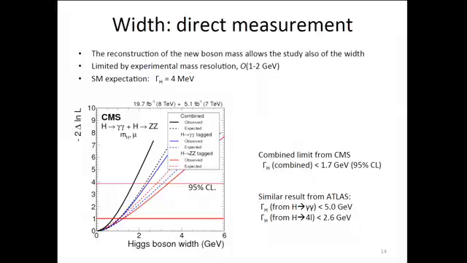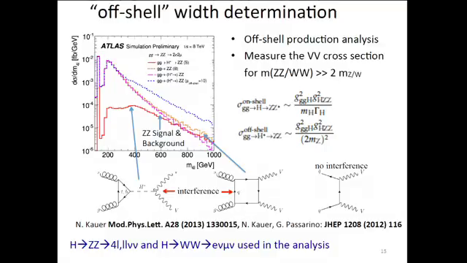What we say is that the expected width is 4 MeV, while the experimental resolution of these peaks is of order 1 to 2 GeV. So what can be done is only to put upper limits. At the moment, the upper limits are 5 GeV for Higgs to gamma gamma, 2.6 for Higgs to four leptons, and when you combine, you go below 2 GeV basically. Okay, what you can do is to use a trick, to exploit off-shell production to measure the width.